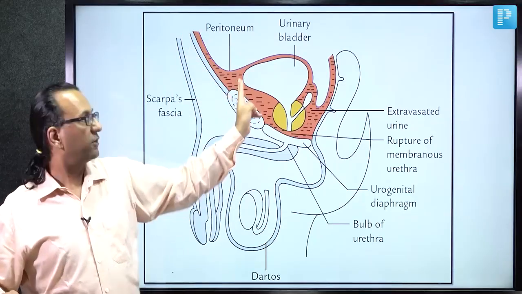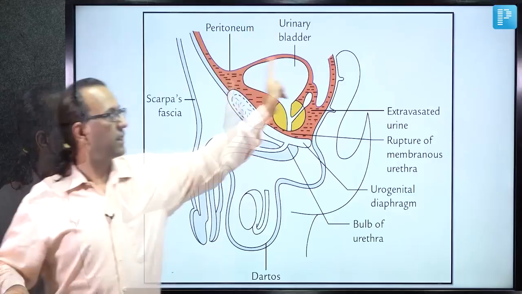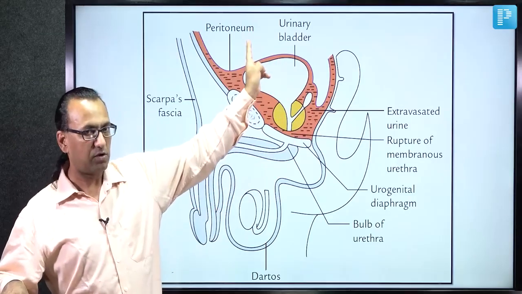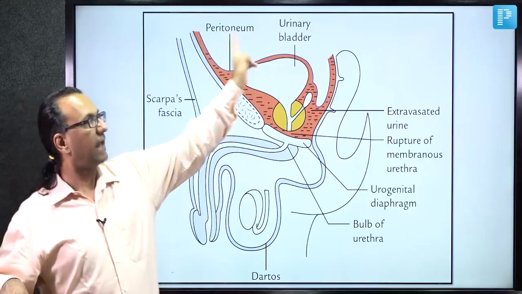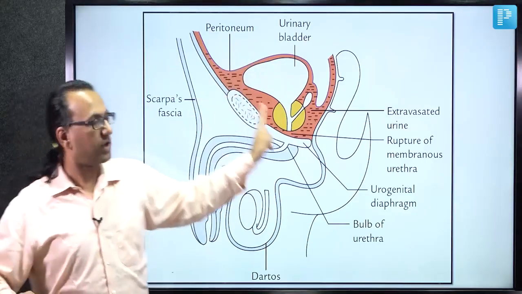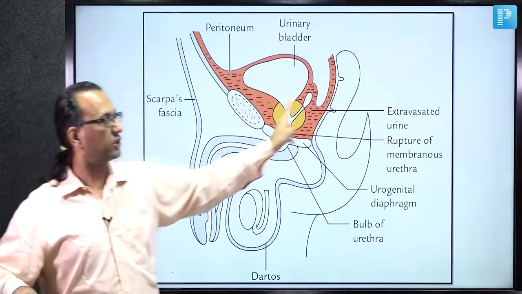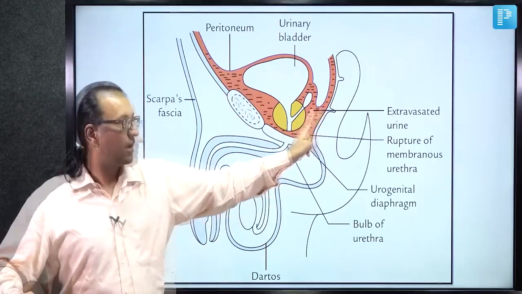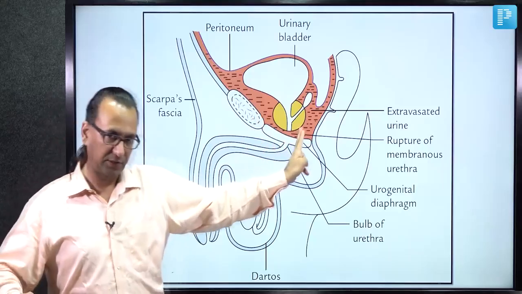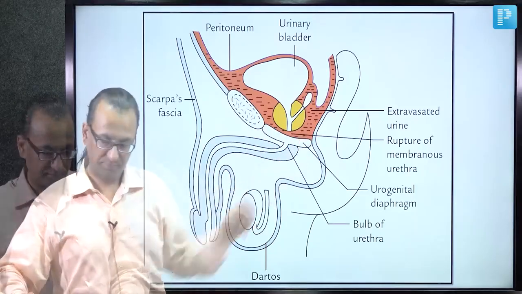Now, this urine remains in the extraperitoneal space and does not go intraperitoneal because the peritoneum is intact. It will not cause any ascites. It will be extraperitoneal extravasation of the urine. It is a membranous rupture of the urethra, may be a case of pelvic fracture, as we suggested.